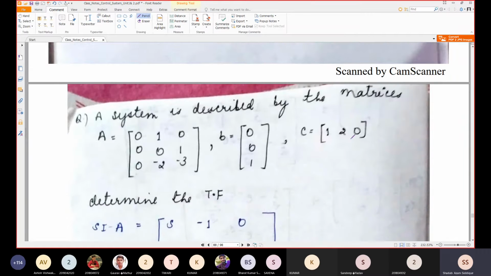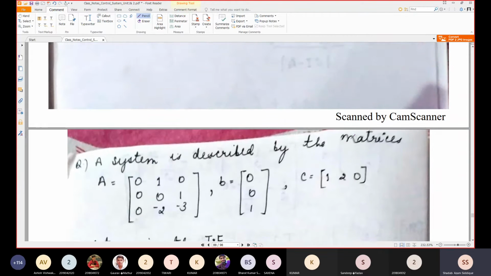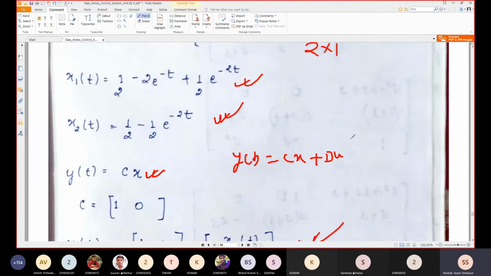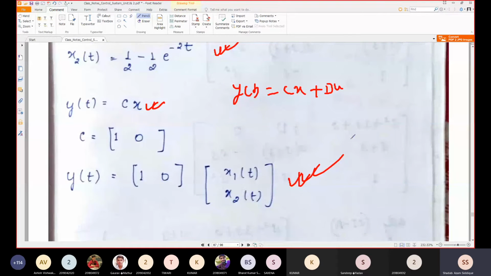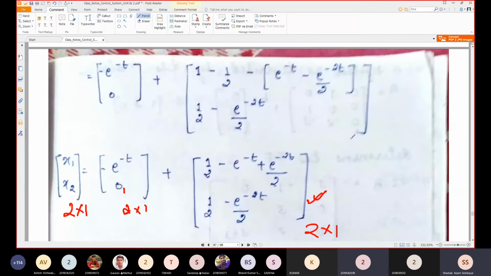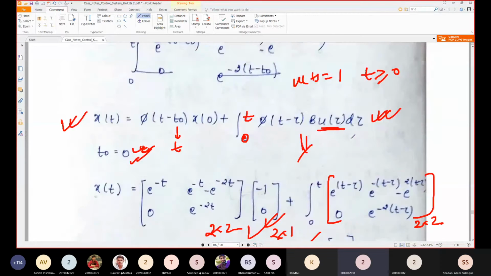That is a 3 cross 3 matrix, and we are asked to find the transfer function. If anyone has a doubt, please let me know. Sir, how are you taking the value of T naught? How do we decide the value of T naught, sir?